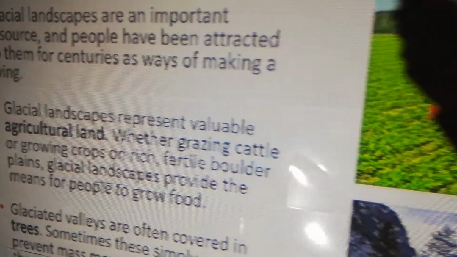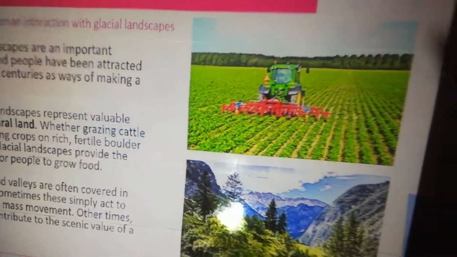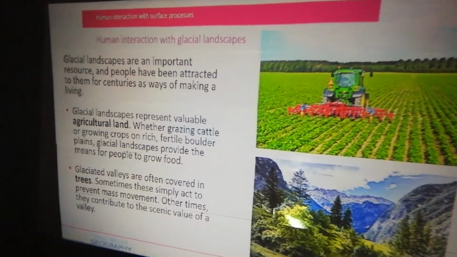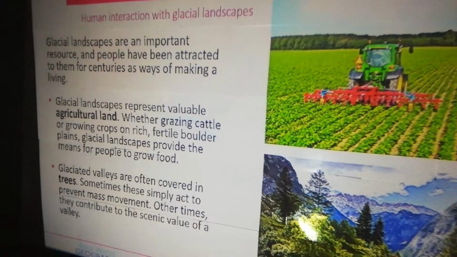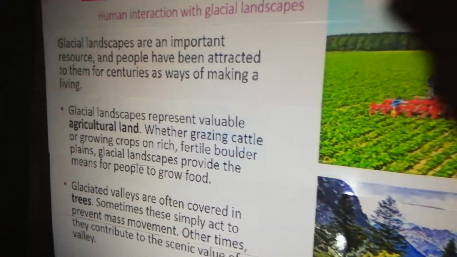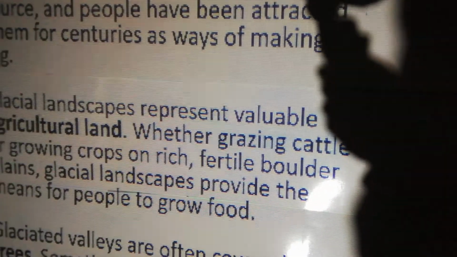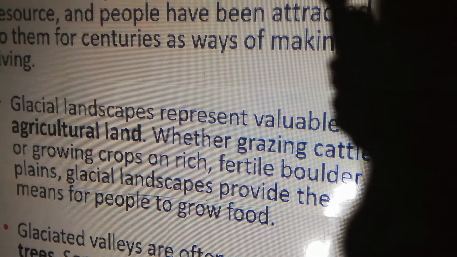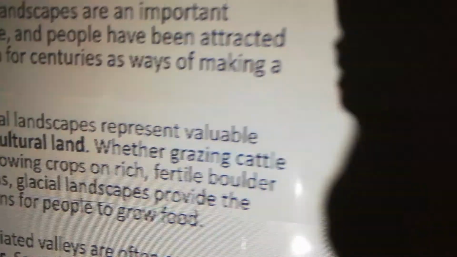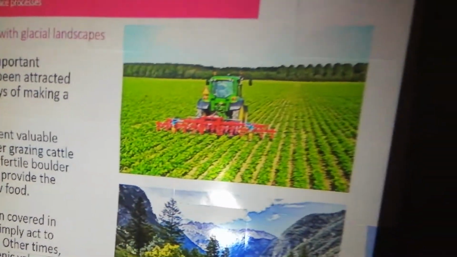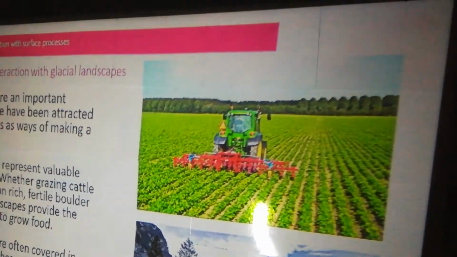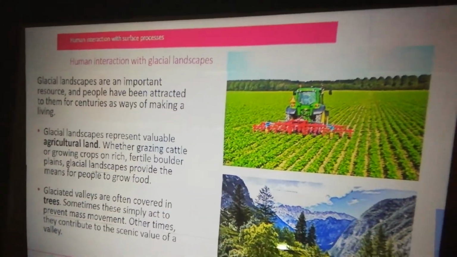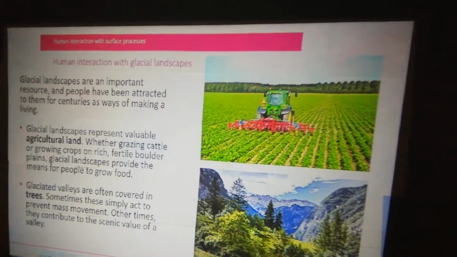So where there used to be a glacier moving across the land, the effect of that glacier is that it will leave behind really fertile soil that's good for agriculture. So whether grazing cattle or growing crops on rich, fertile boulder plains, glacial landscapes provide the means for people to grow food. So any land that once had a glacier on it will be really fertile land. So that's the first way glaciers in the past help us.